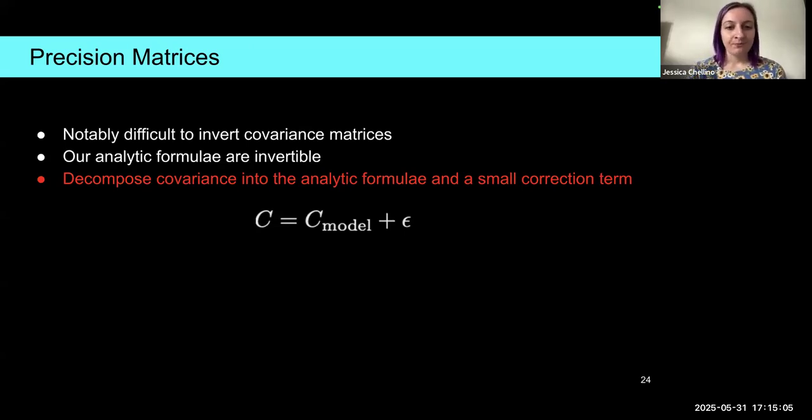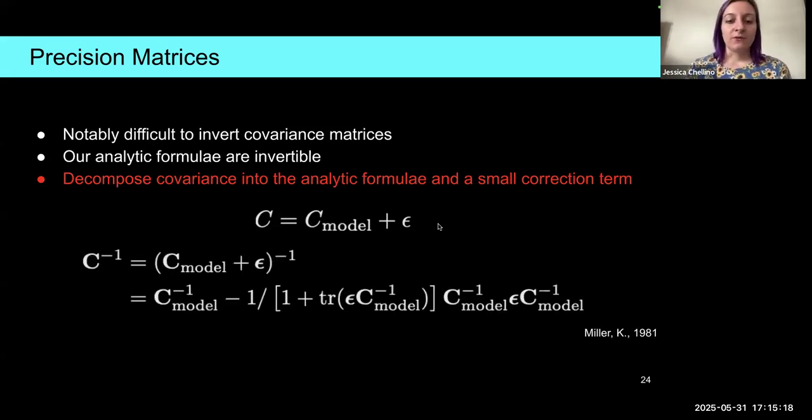precision matrices. So first, we can decompose the covariance C into our model covariance with my analytic formulae, C model, plus epsilon, which is some small correction term. Then using a matrix inversion lemma, we're able to invert the covariance so that we only have to invert C model, which is composed of my analytic formulae, which are invertible.